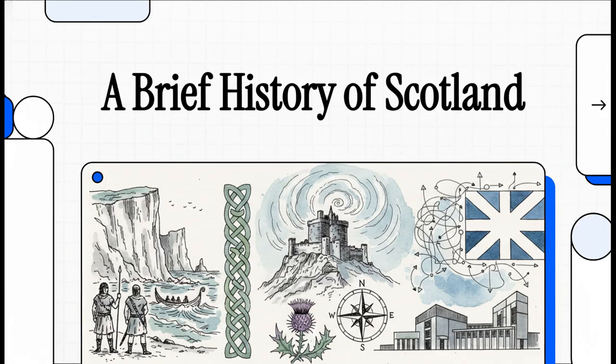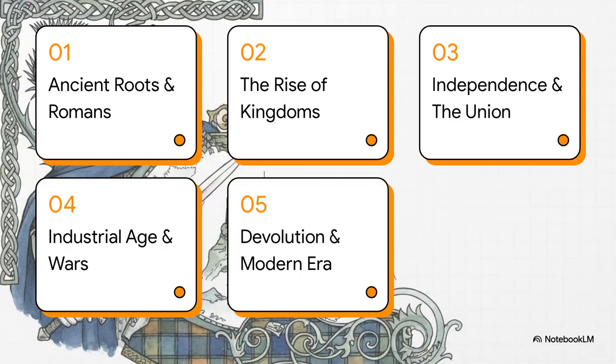We're going to trace the unbreakable thread of Scottish identity, going from ancient maritime tribes all the way to today's incredibly complex political landscape, just to see exactly how this nation was forged. Okay, let's dive into this.